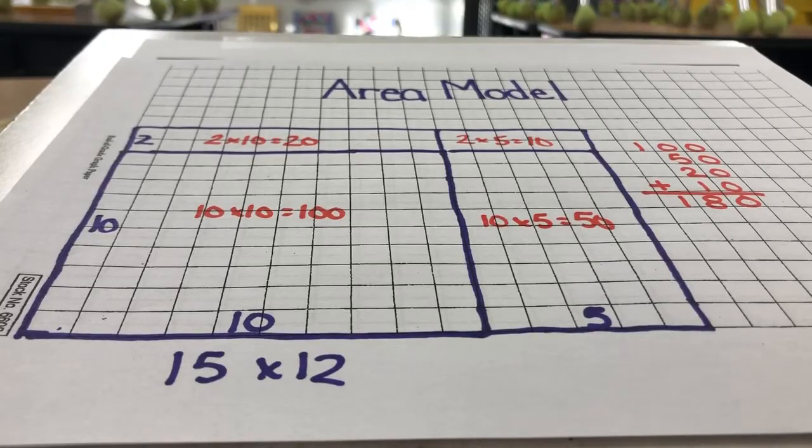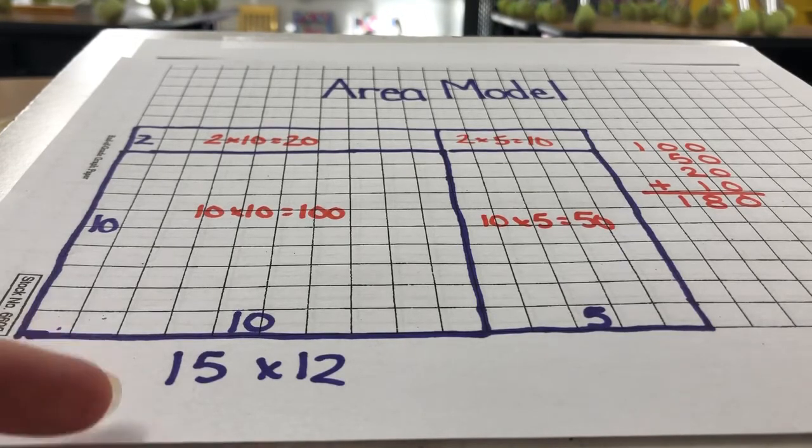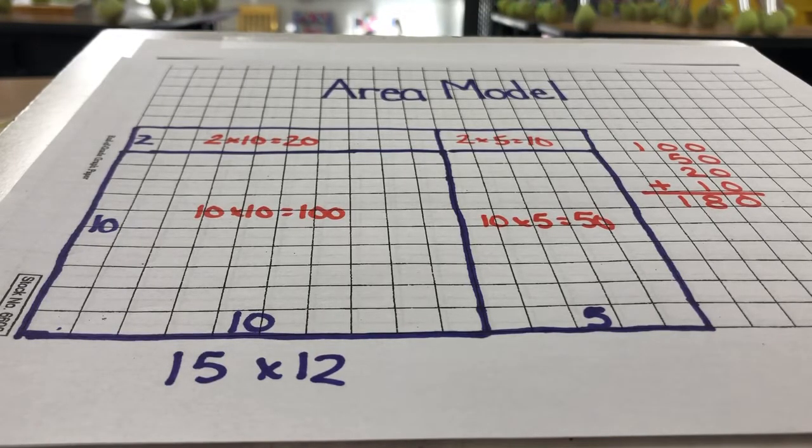Today we're going to learn how to multiply a whole number times a mixed number using the area model. Before we get started with that, I want to review the area model for multiplication that you have previously used before. This math problem was 15 times 12, and we actually drew out on the graph paper what 15 rows of 12 would look like.